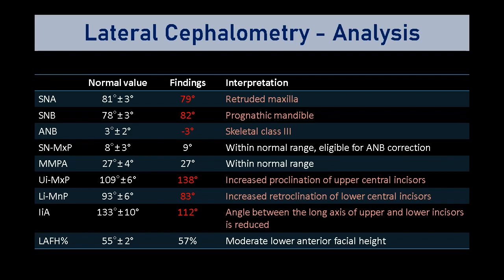The MMPA is within normal range. The upper incisor to maxillary plane angle is increased, which indicates that there is increased proclination of upper central incisors. Lower incisors to mandibular plane angle is reduced, showing that there is increased retroclination of lower central incisors. The interincisal angle is reduced, and the lower anterior face height is moderate.